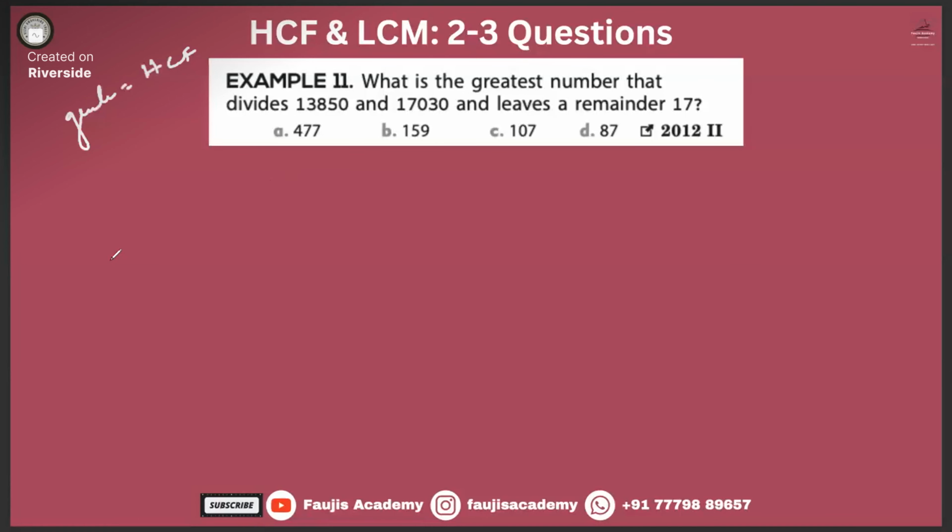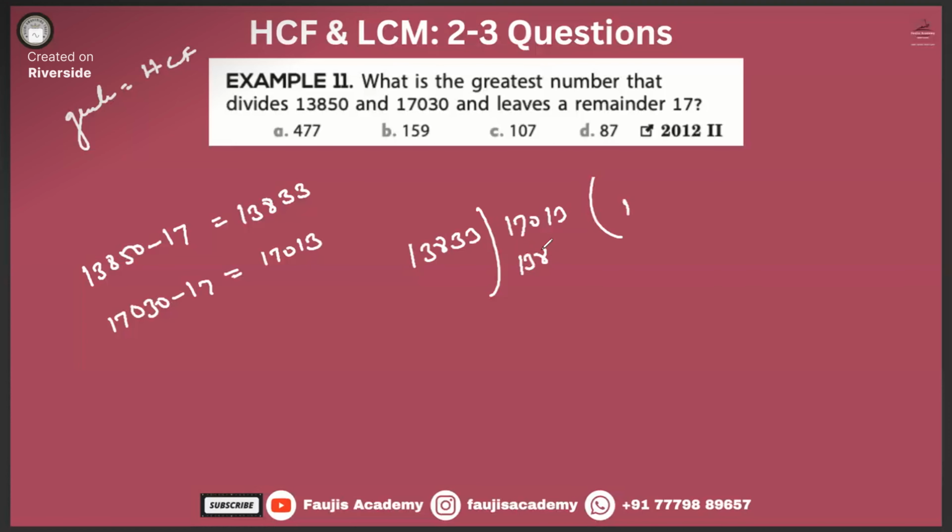Just the first thing you should do is account for the remainder. So 13833. 17013. Now let's find out the HCF of these numbers. 13833, 081. Have I done it correctly?